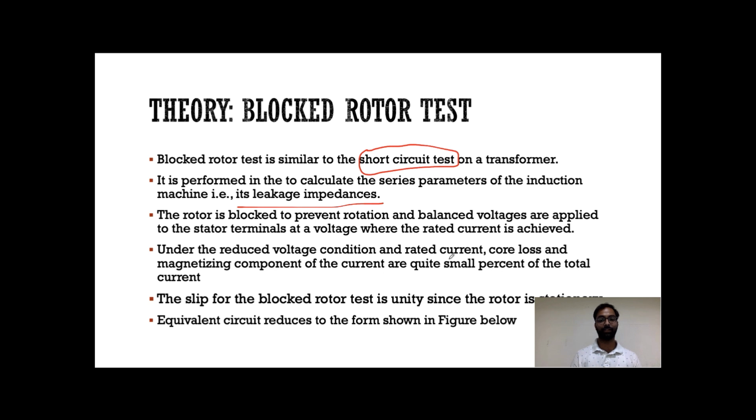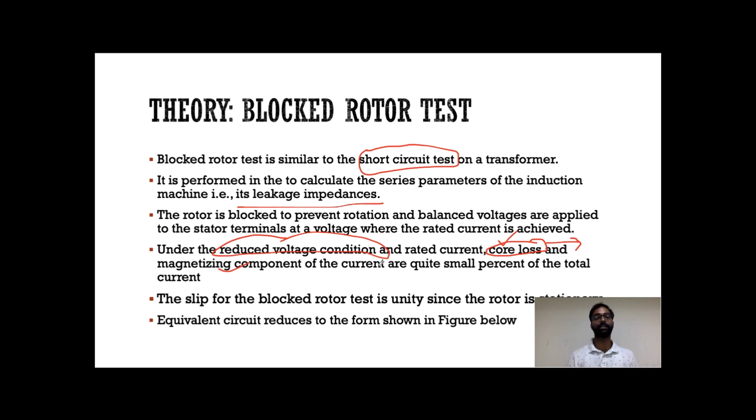Under the reduced voltage and the rated current, as we are operating at a very reduced voltage, the core loss and the magnetizing component of the current are quite small. Why are these small? Because, as we have all studied in the previous semester, core losses are dependent on our voltages. And as we are applying very reduced voltage here, the magnetizing component of the current is also very small, so we can neglect it in our circuit diagram, right?